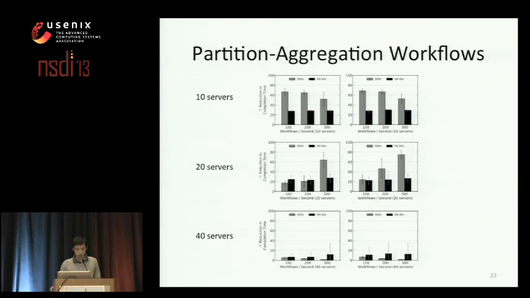Now here is the result. We have 6 figures here. Each column represents a different data center, and each row represents a different number of servers involved in a transaction. In each figure, the x-axis represents the different transaction rate, and the y-axis is the percentage improvement over the baseline. And the bars in each figure represent the 99th and 99.9th percentile results respectively.